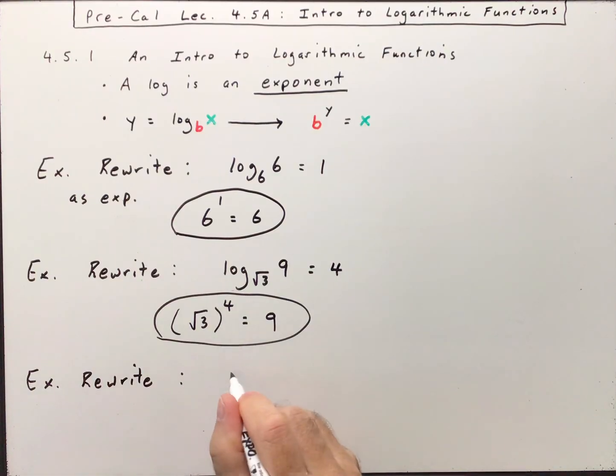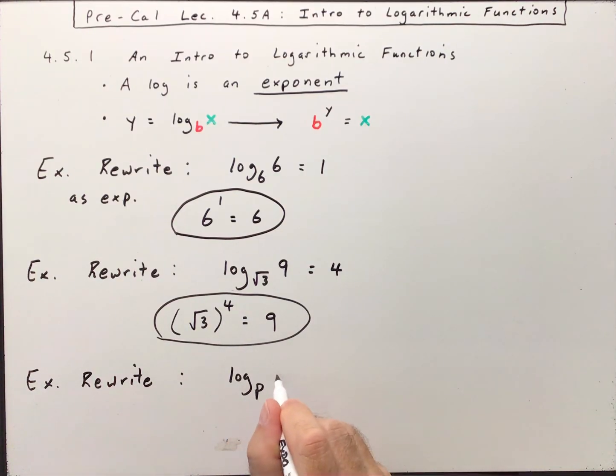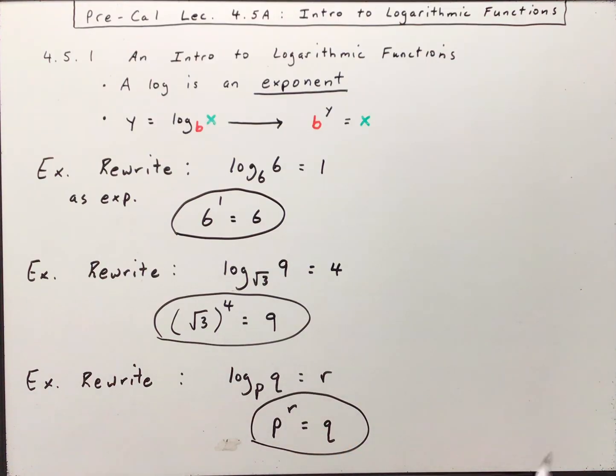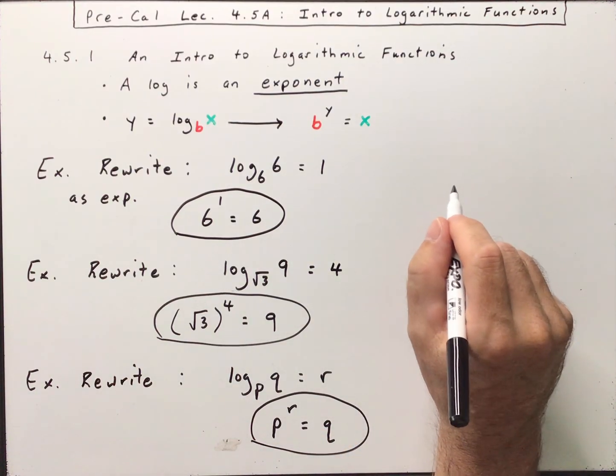Okay, let's rewrite log to the base p of q is equal to r. So I actually just do it by pattern. P to the r equals q. Base to the exponent equals what you're taking the log of. So P to the R equals Q. All right? So after you do a few, you'll get used to the pattern.